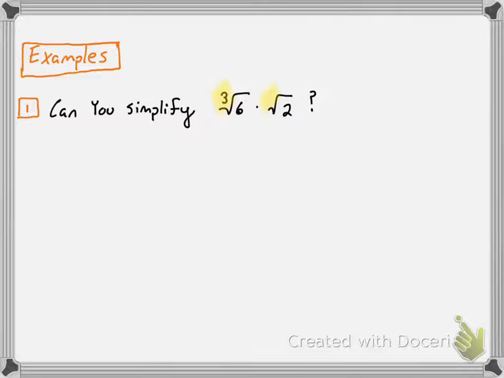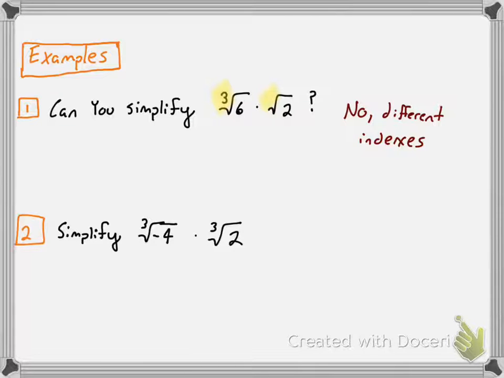Since they're being taken to different roots, no, I can't. On the other hand, I could simplify something like the cube root of negative 4 times the cube root of 2. I'm going to multiply negative 4 and 2 under the radical to leave this as the cube root of negative 8. From there, I can let my calculator do the rest, and my final answer is negative 2.